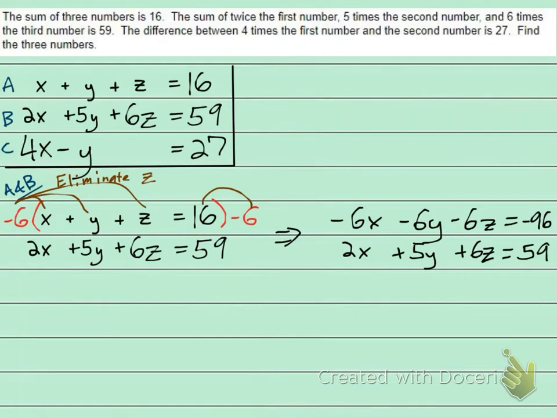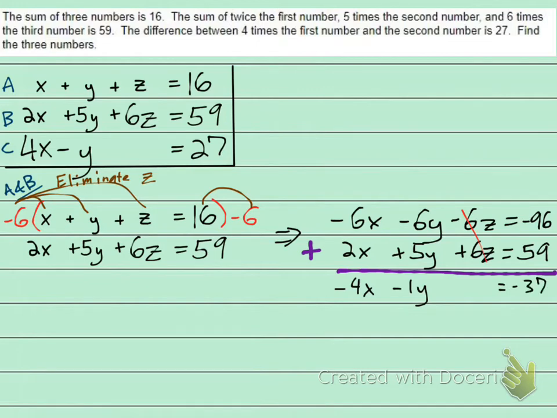And now I am ready to combine these two. I'm going to use addition, and the z's should eliminate. -6x plus 2x is -4x. -6y plus 5y is -1y. And then -6z plus 6z is 0. Negative 96 plus 59. Get my calculator. That's negative 37.